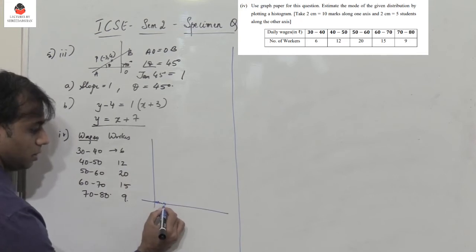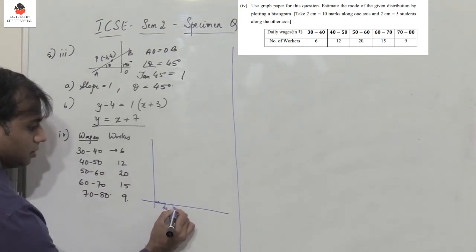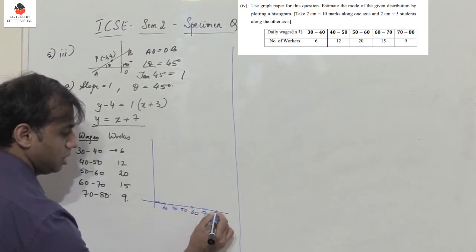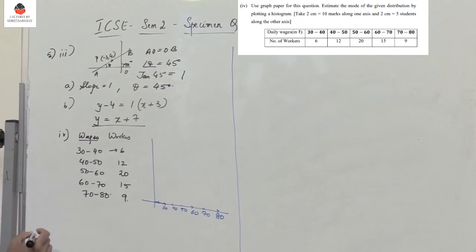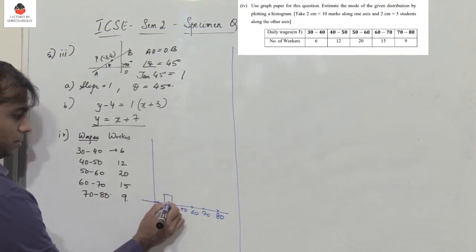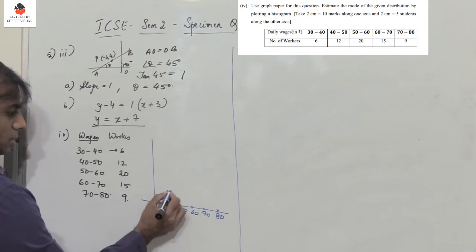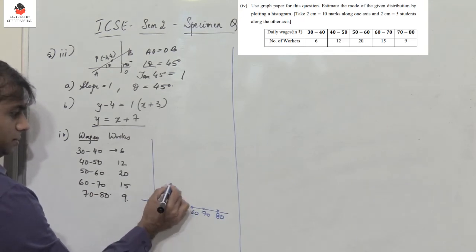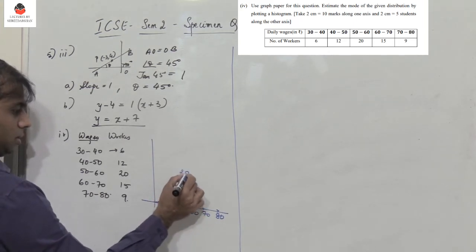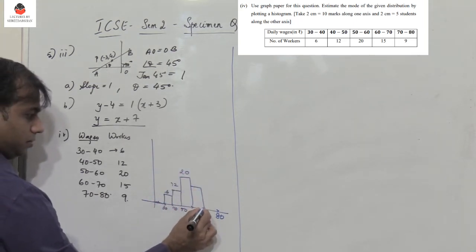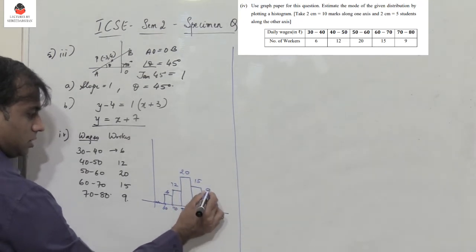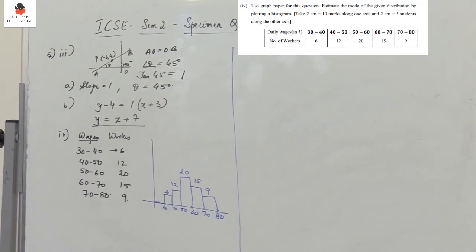So let's begin with 30 to 40, 50, 60, 70, and 80. Right? So 30 to 40 is 6. So this is 6, and then you have 12, and then you would have 20, and then you have 15, and then you have 9. This is 9. All right.